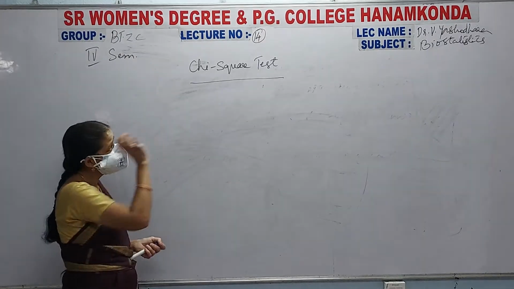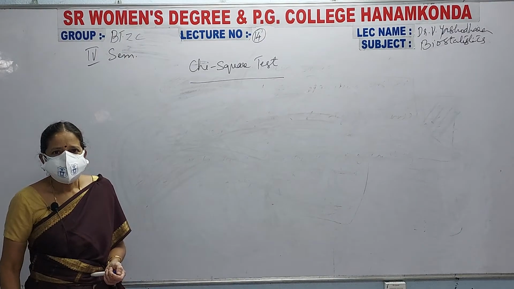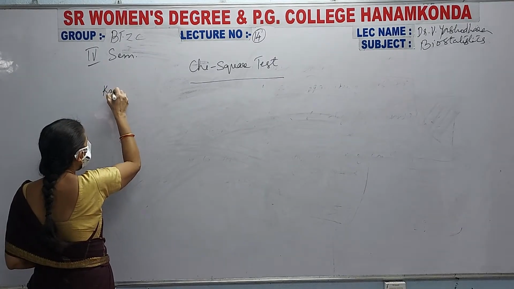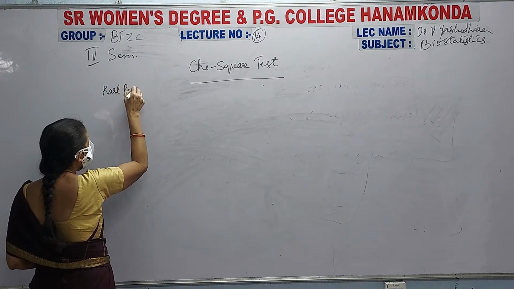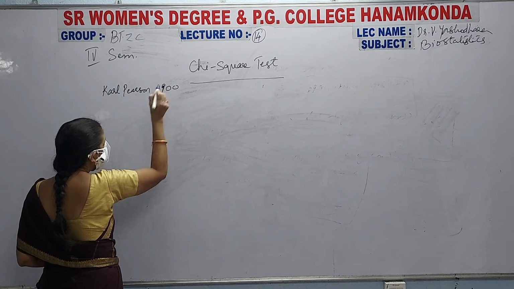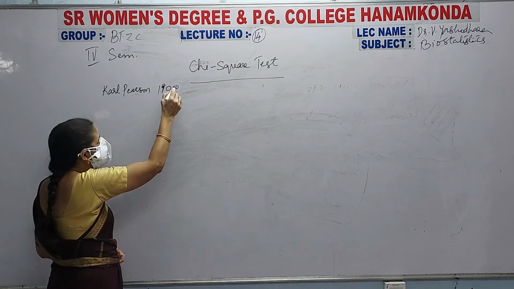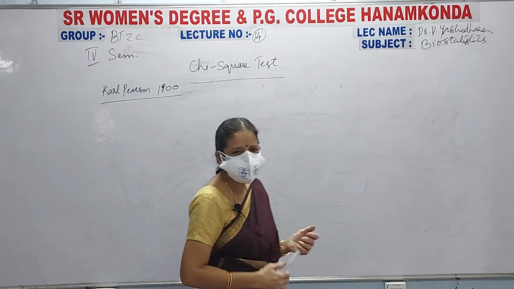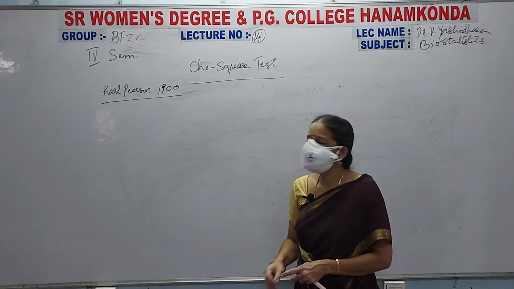Now coming to the chi-square test. This chi-square test was given by a person called Carl Pearson. Carl Pearson in 1900. See here, in 1900, Carl Pearson has given this chi-square test. He has demonstrated or he has developed this chi-square test.